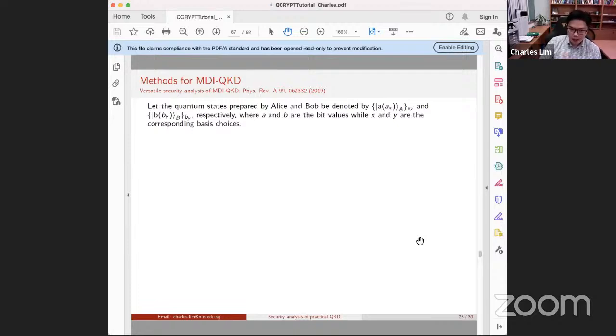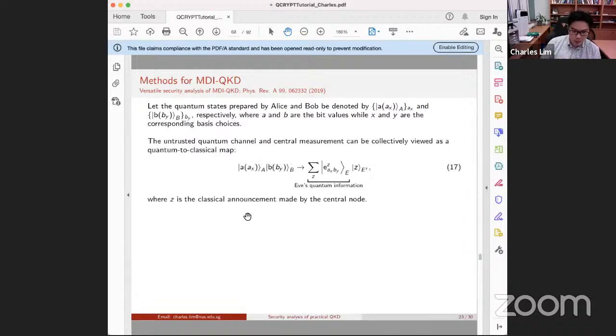Is that you can now imagine that Alice and Bob prepare some states, denoted by this symbol, or these notations. So they can be anything. They can be qubit states, they can be coherent states. They just have to be pure states in this case. Because they are pure states, you can always view the quantum channel and the measurement collectively as a quantum-to-classical mapping. And this is the most generic formulation one could have within the realm of quantum information theory, right?